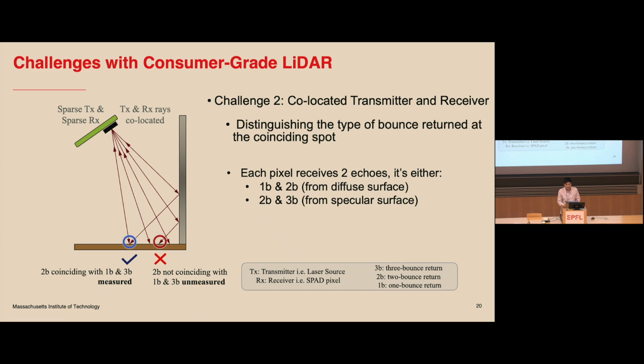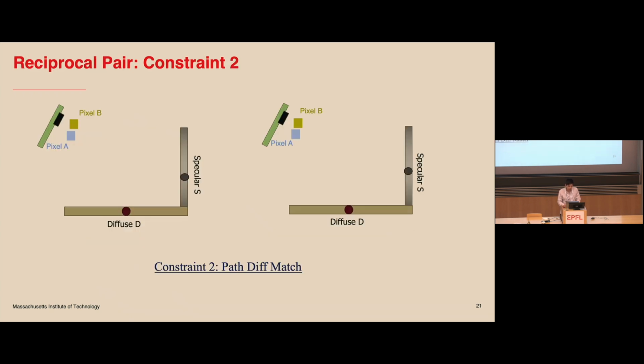The two echoes can either be one bounce and two bounce, or two bounce and three bounce. In order to solve this ambiguity, we introduced a second constraint. Our second constraint, for the Raskar pair, is called the path diff match.